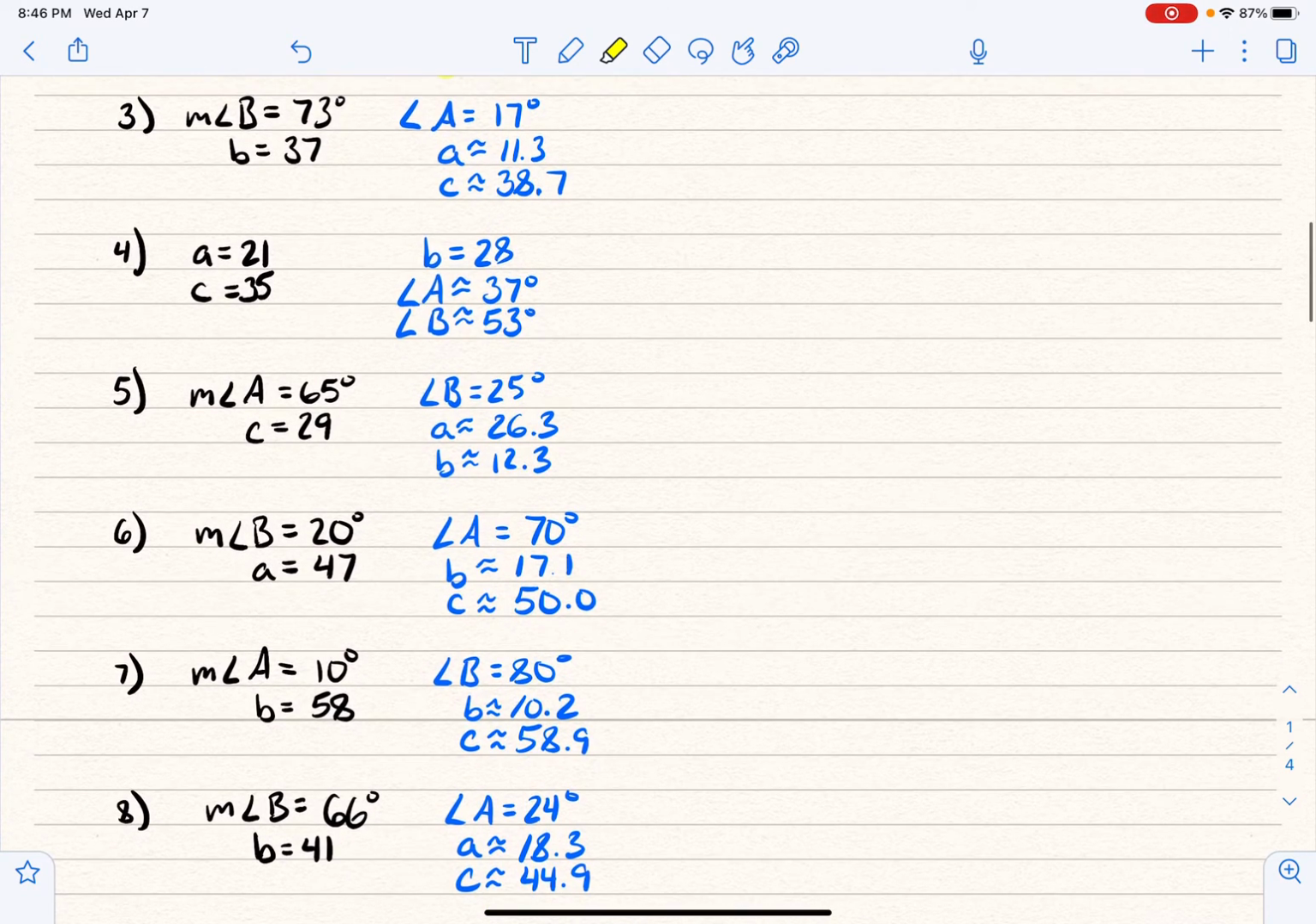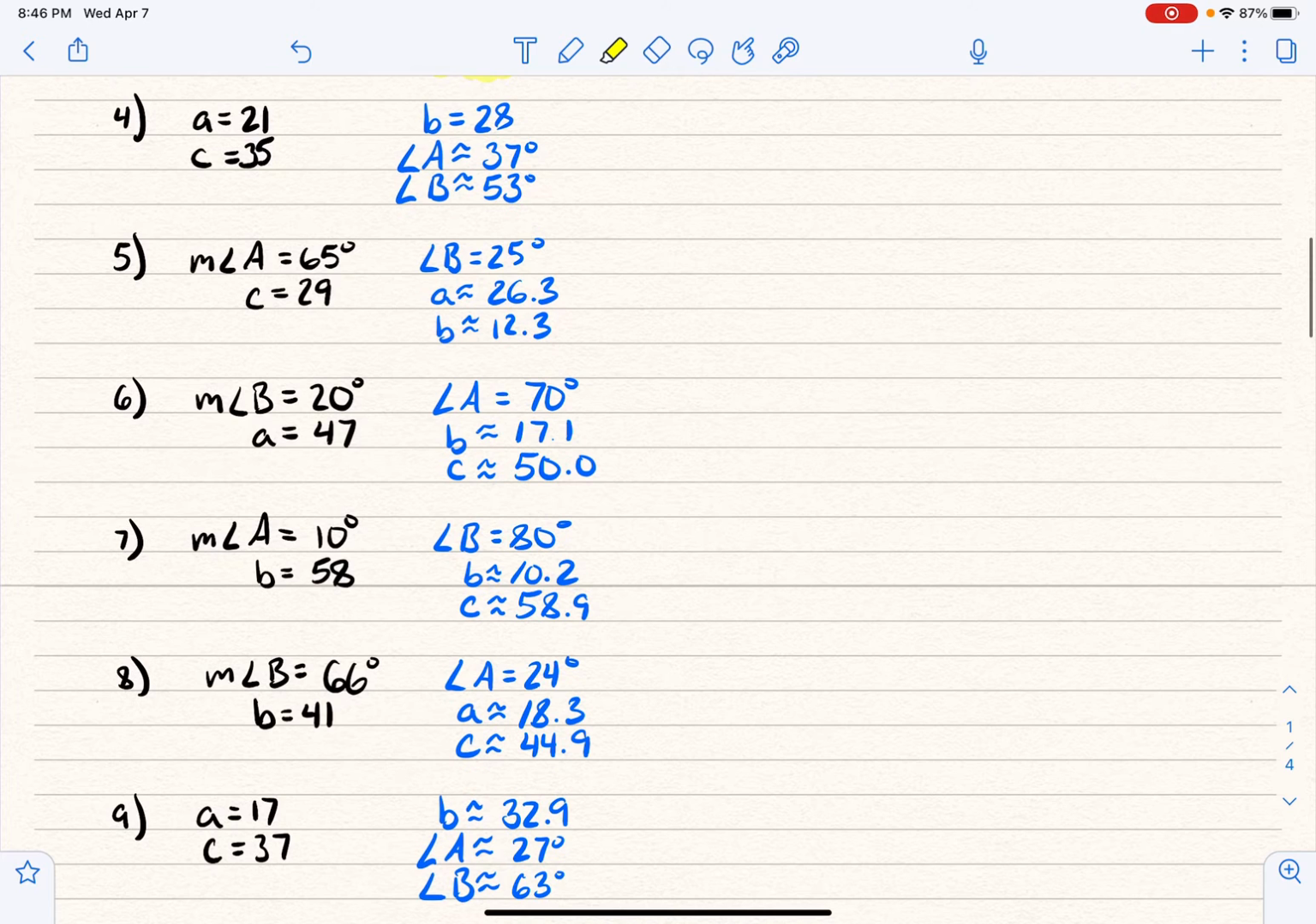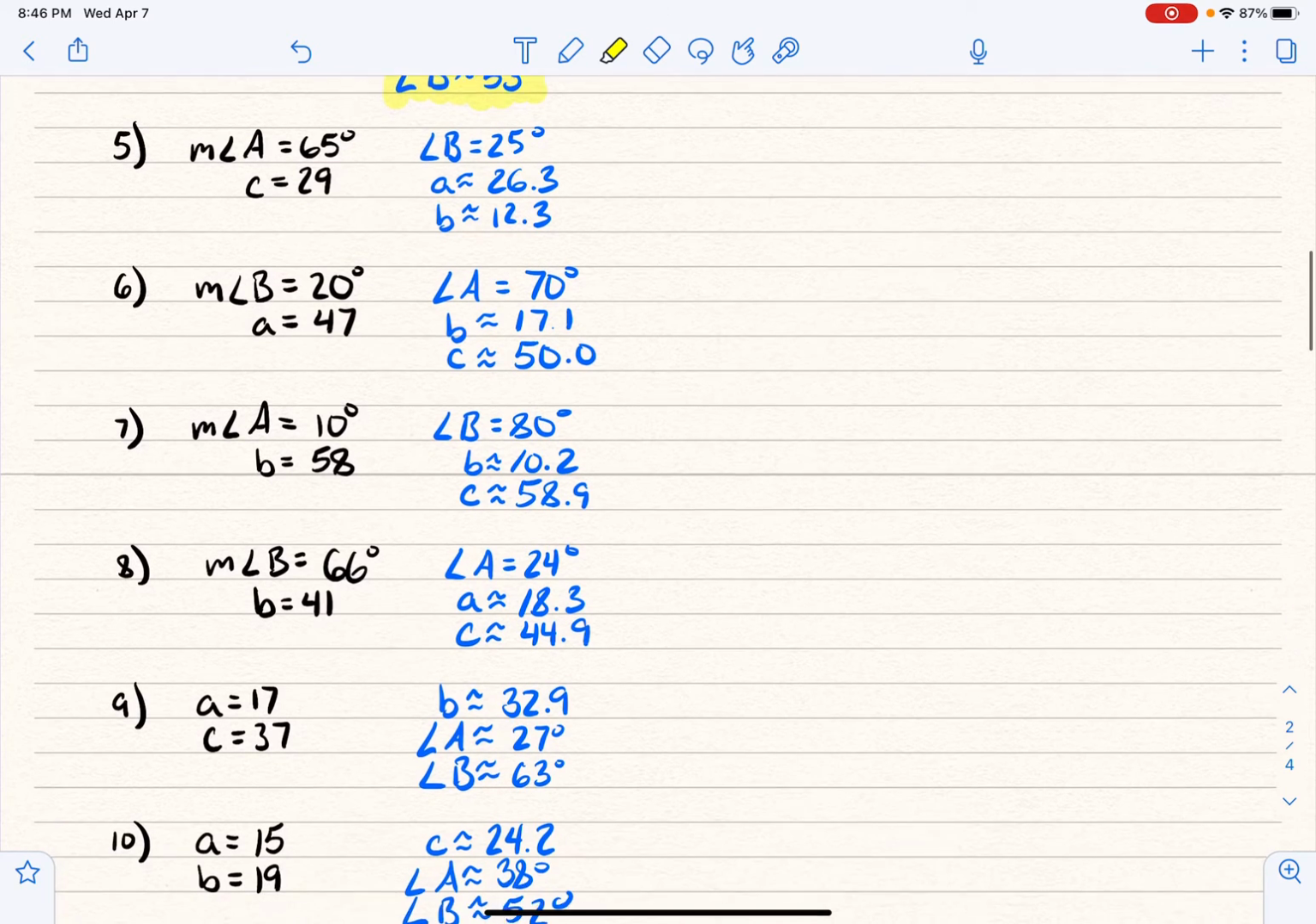For number 3, a measure of angle B was given to be 73, so therefore measure of angle A would have to be 17. And if side B is 37, then I was able to figure out that side A is 11.3 and side C is 38.7. On number 4, you were only given the two sides. A is 21 and C is 35. You could use the Pythagorean theorem and figure out that B has to be 28. And then knowing that, angle A would be about 37 degrees using the inverse trig functions, and angle B would be about 53 degrees. Okay.